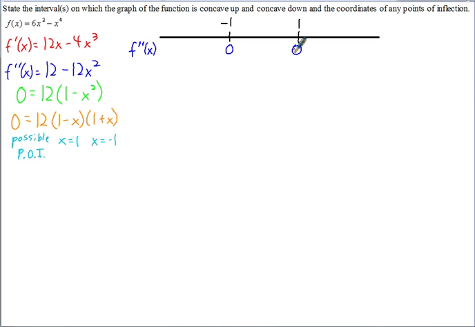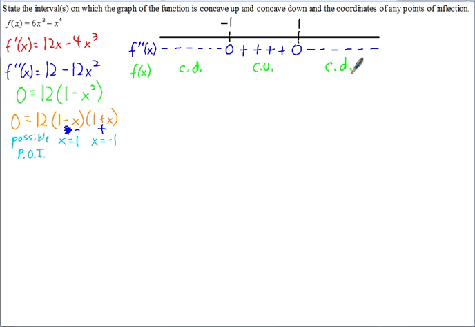So here we test something less than negative 1, like negative 2. 1 minus negative 2 becomes 1 plus 2, that's positive. 1 minus 2 is negative. Positive times a negative is negative. In between negative 1 and 1, 0 is the easiest thing to test. 1 minus 0 is positive. 1 plus 0 also positive. Positive times positive is positive. Anything greater than 1, like 2. 1 minus 2 is negative. 1 plus 2 positive. Negative times positive is negative. So this shows us that f of x, when the second derivative is negative, would be concave down. When the second derivative is positive, concave up. Second derivative negative, concave down.